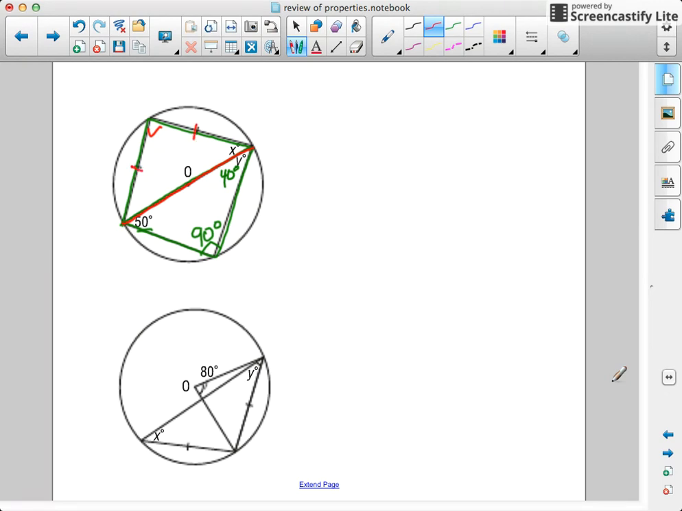This is an isosceles triangle. That means that this angle and x have to be the same thing. Well, if that's 90, that means that this one and this one would also have to add up to 90. And if they have to be the same, they would both be 45 degrees.